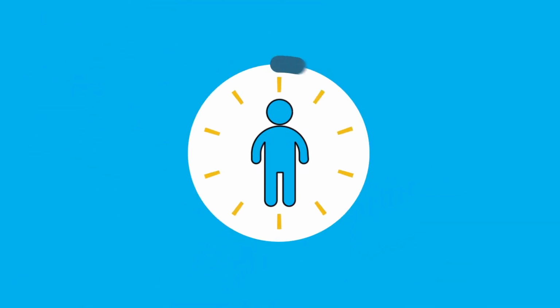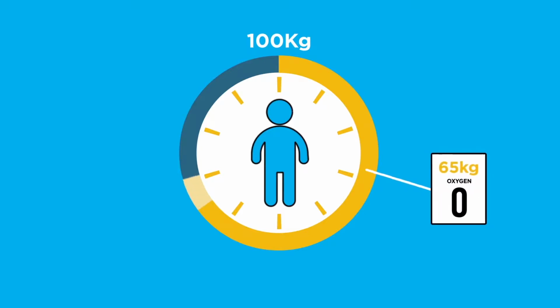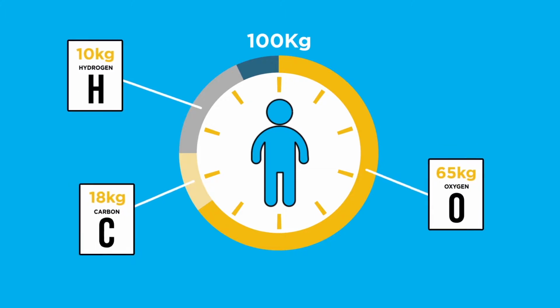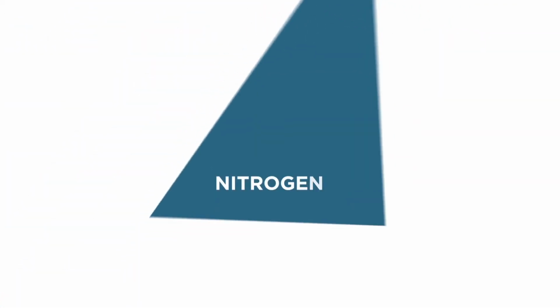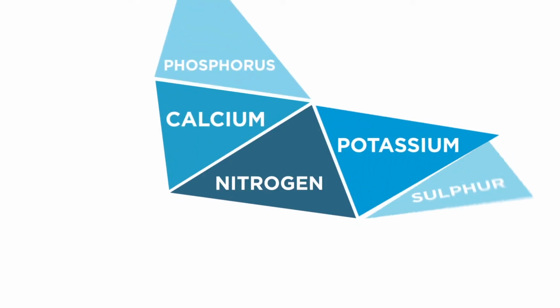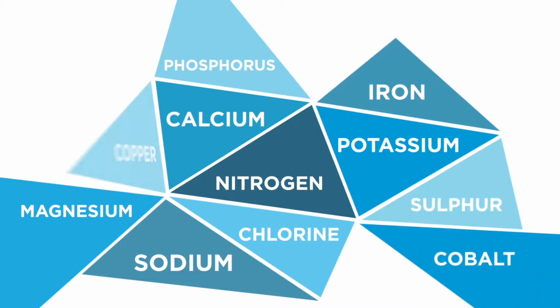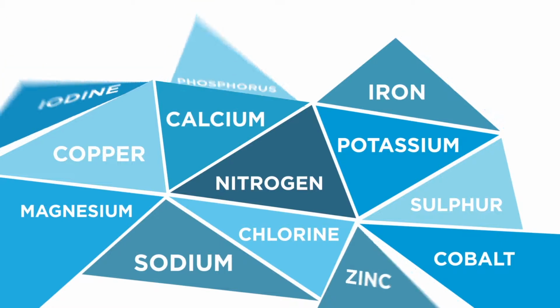The human body itself is very scarce on chemical elements. For every 100 kilos of weight, 65 kilos are oxygen atoms, 18 kilos are carbon atoms, and 10 kilos are hydrogen atoms, which leaves little room for all the other essential elements. Nitrogen, calcium, phosphorus, potassium, sulfur, chlorine, sodium, magnesium, iron, cobalt, copper, zinc, iodine, selenium, fluorine.